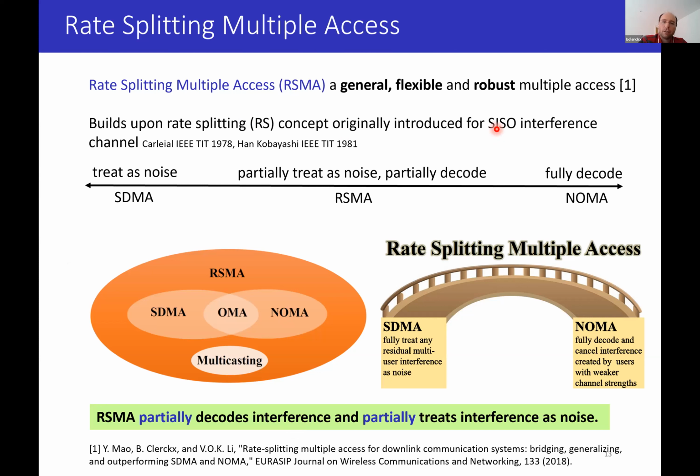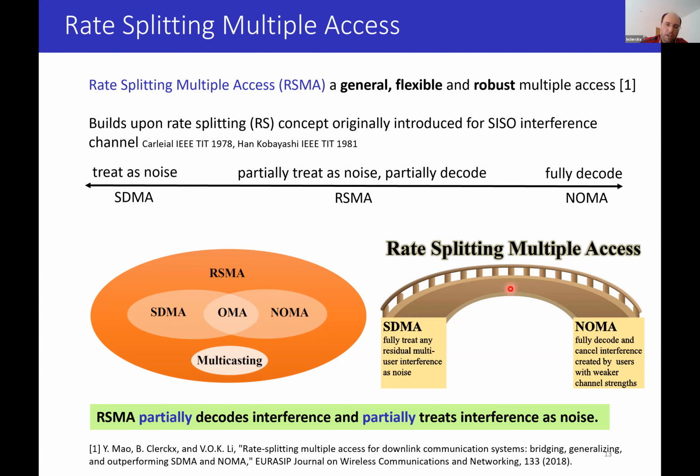And so what rate splitting multiple access does is use this concept of rate splitting, but now in multi-antenna settings, not necessarily for interference channels, but for the broadcast channels that we are interested in here. And what I will show you is that rate splitting multiple access is general, in the sense that SDMA, OMA, NOMA, and other forms of transmission like multicasting are just sub-strategies of this RSMA framework.